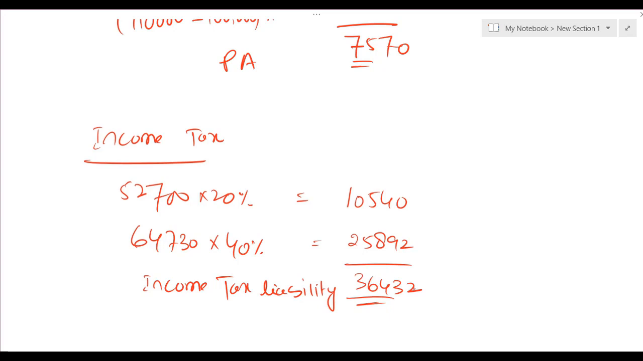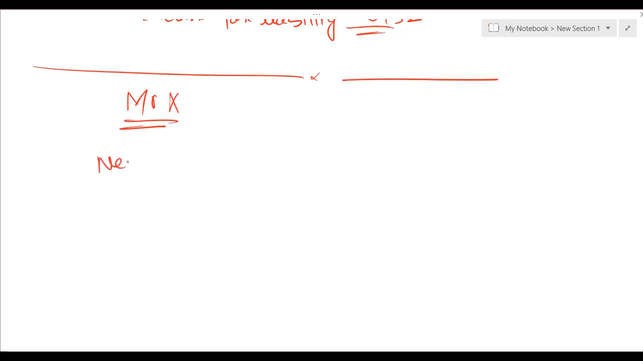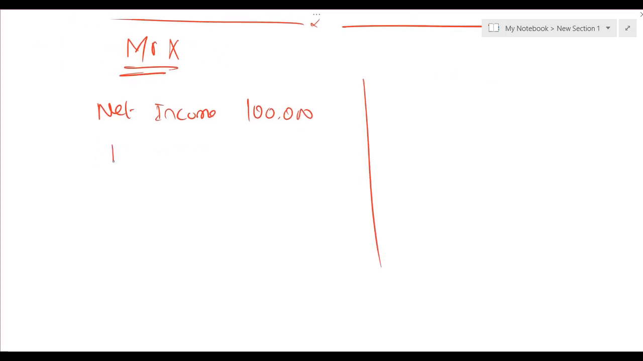One more thing I want to tell you. That is very interesting. Now the question is, why would people contribute in gross PPC? There's a reason behind this. What is that reason? Let me tell you. Very interesting fact. For example, let's say Mr. X is having net income of 1 lakh. He is not contributing in PPC.